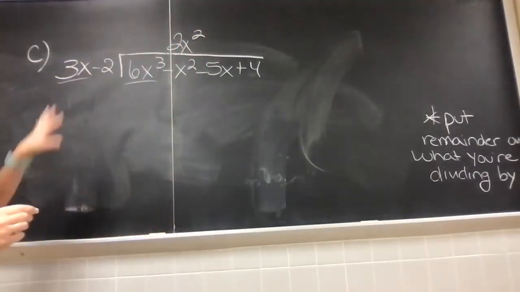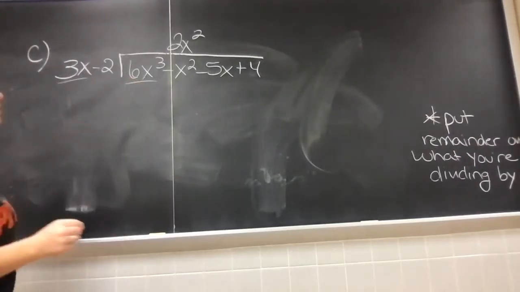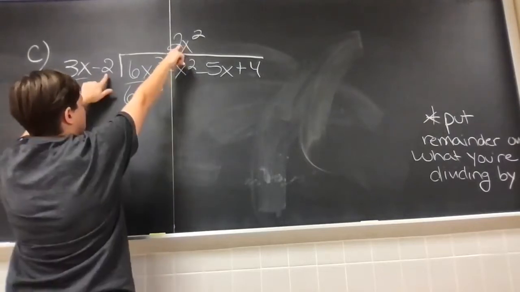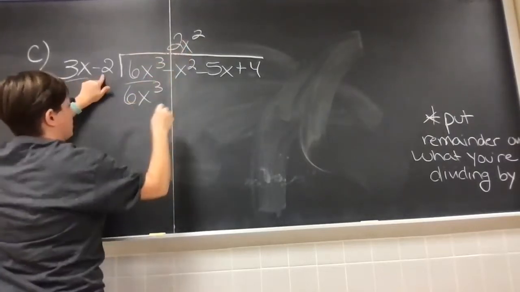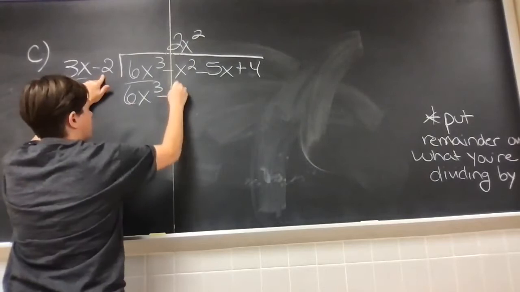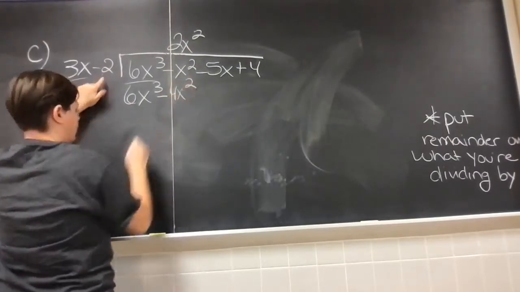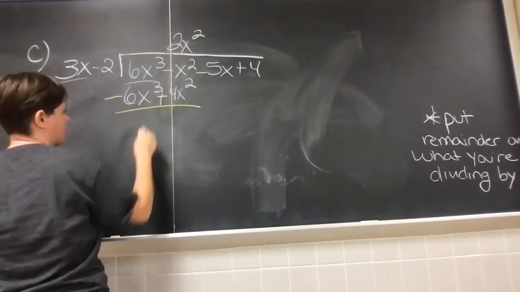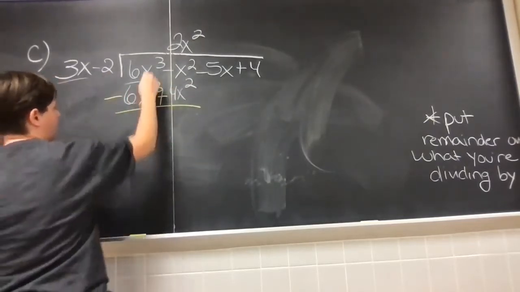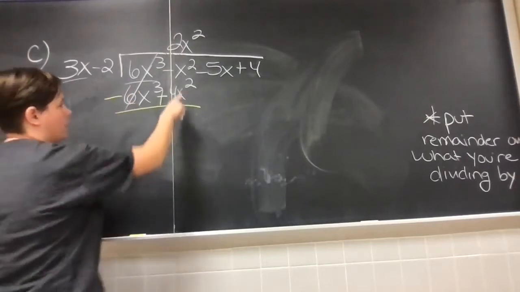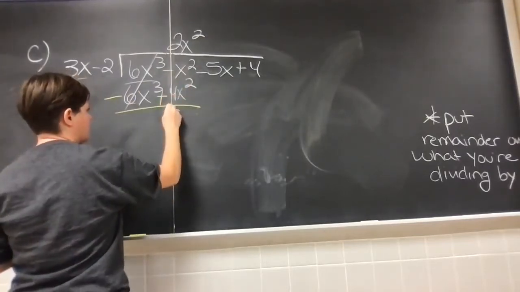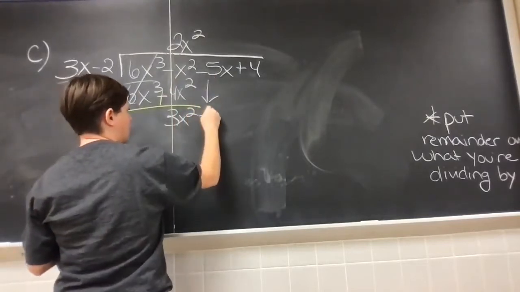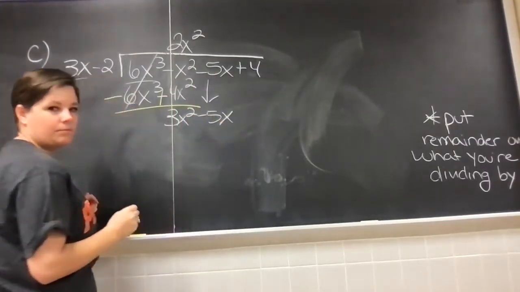Because remember, we're trying to get rid of that first thing. So that will give us 6x cubed, and then 2x squared times a negative 2 will be a minus 4x squared. I draw my line, I change my signs. That will allow this to go away. Negative x squared plus 4x squared is a 3x squared. And then I bring down my minus 5x.